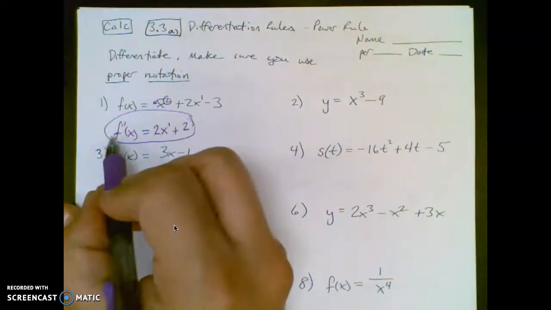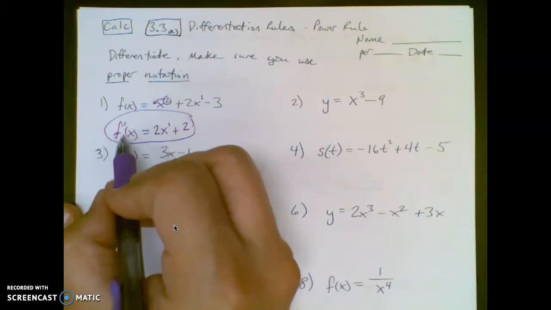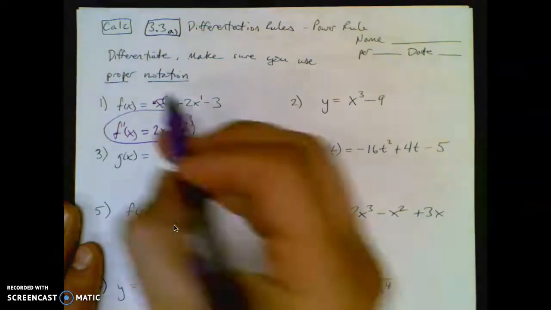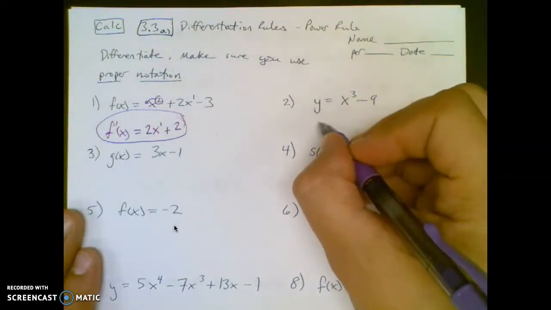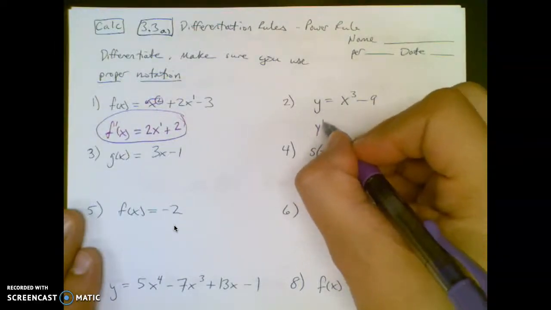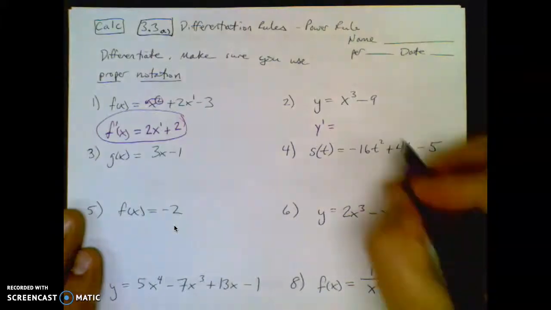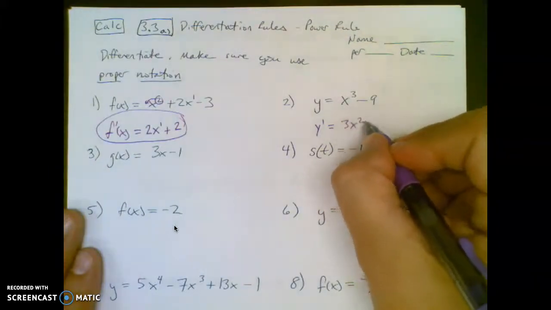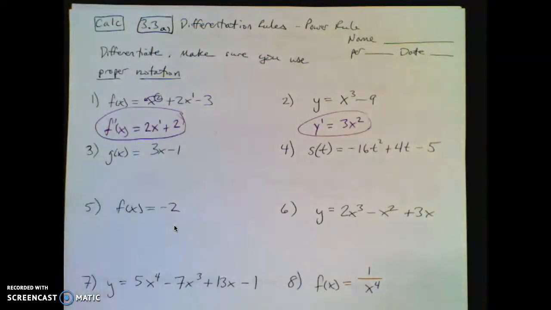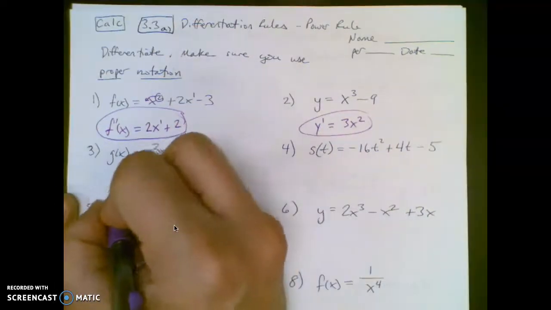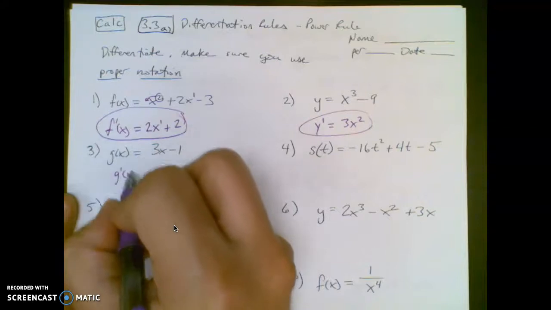And one thing I want you to notice, it was f of x, so this one is f prime of x. Make sure you have proper notation. Okay, don't get lazy on that. So if this one's y, then its derivative is y prime. This is going to be 3x squared. The derivative of 9 is 0, so I don't even have to write plus 0. Alright, so we're cruising, man. G prime of x, because I follow their notation.